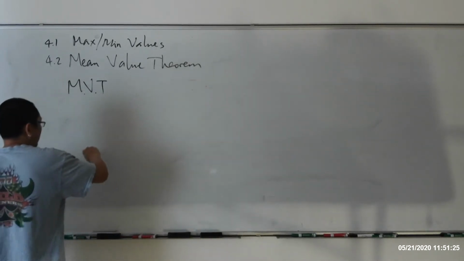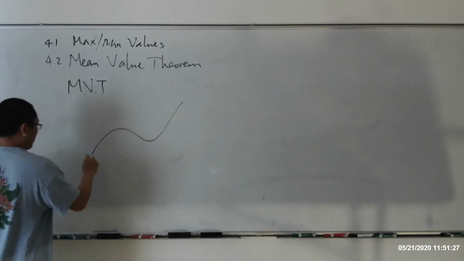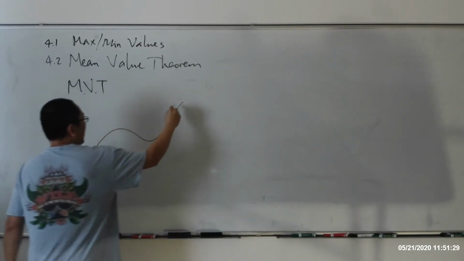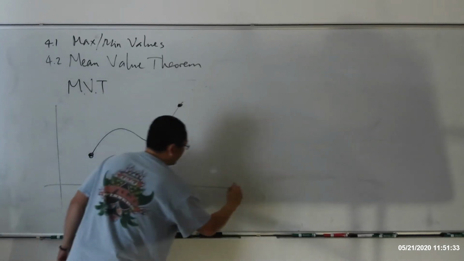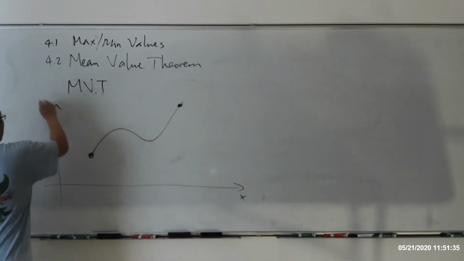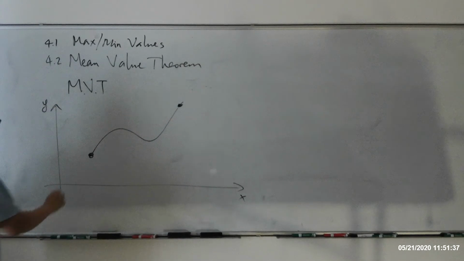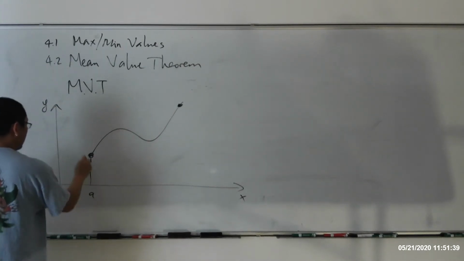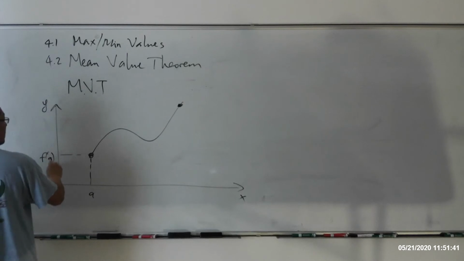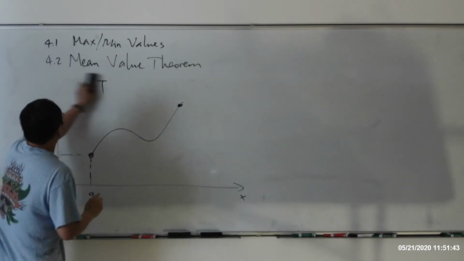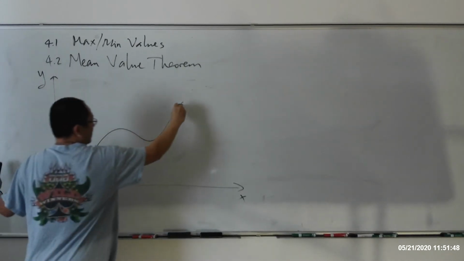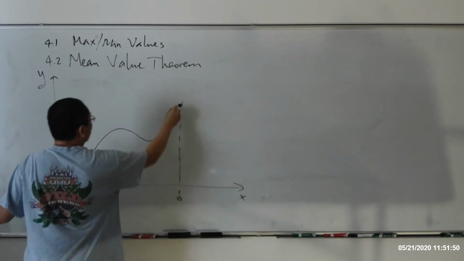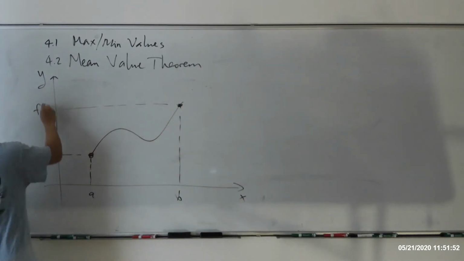So you have a function on a closed interval, so start somewhere right here, end somewhere right there. Let me put the x-axis right here, the y-axis right here. So this is A, this is f(A). Let me just extend this a little bit more. This is the y-axis. This is B. This is f(B).